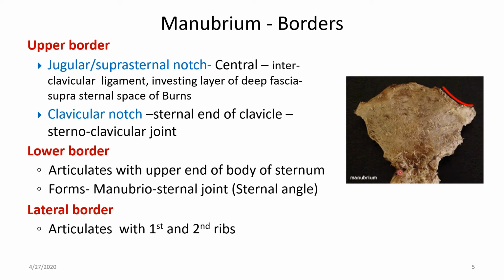Coming to the lower border, it articulates with the upper end of body of sternum, and this articulation forms an angle known as the Manubrium-sternal joint. It is forming an angle, and this angle is called the sternal angle. And the lateral border articulates with first and second ribs.